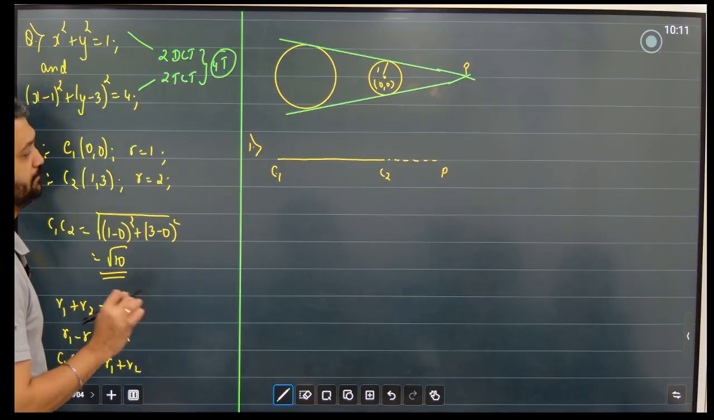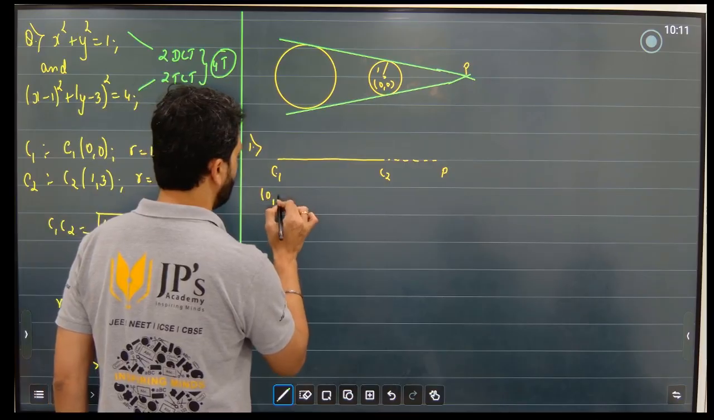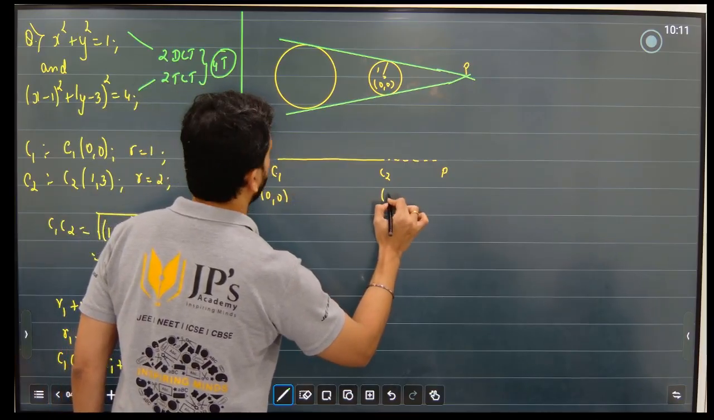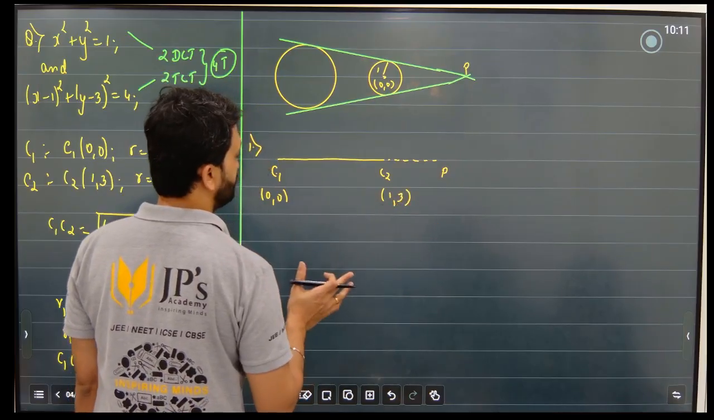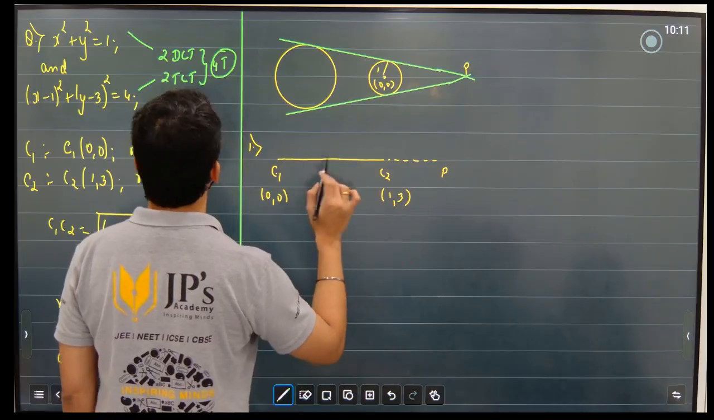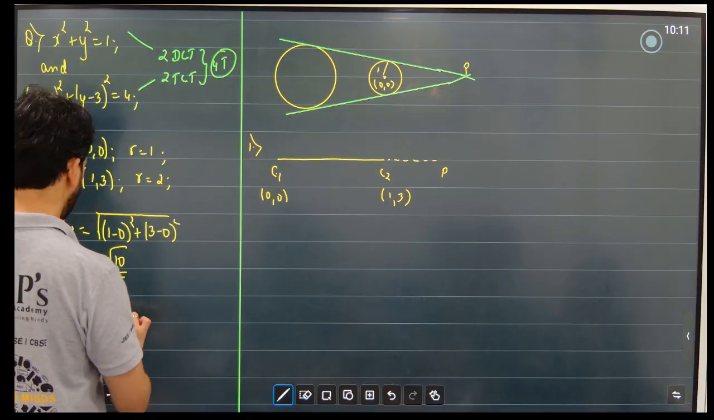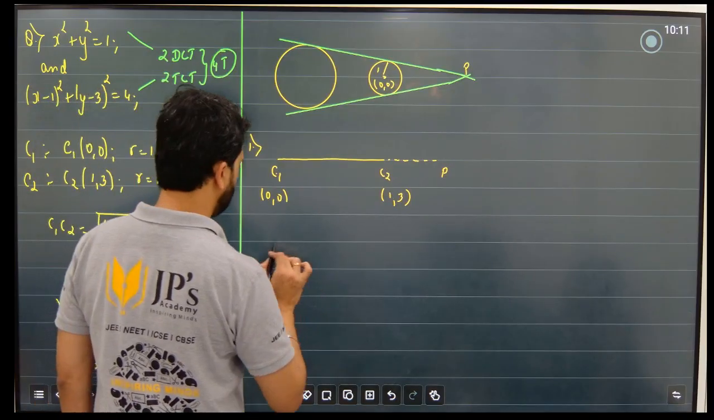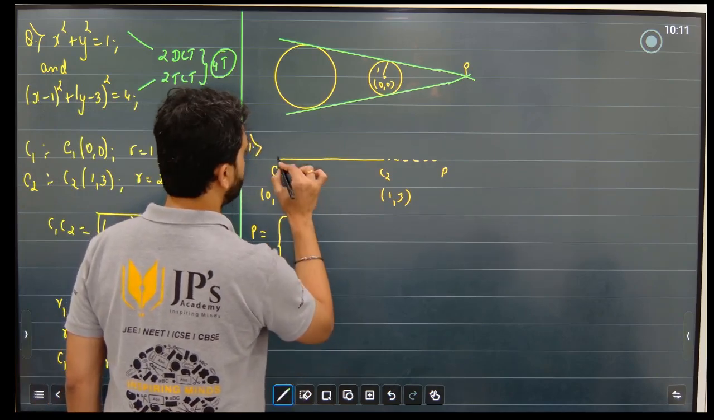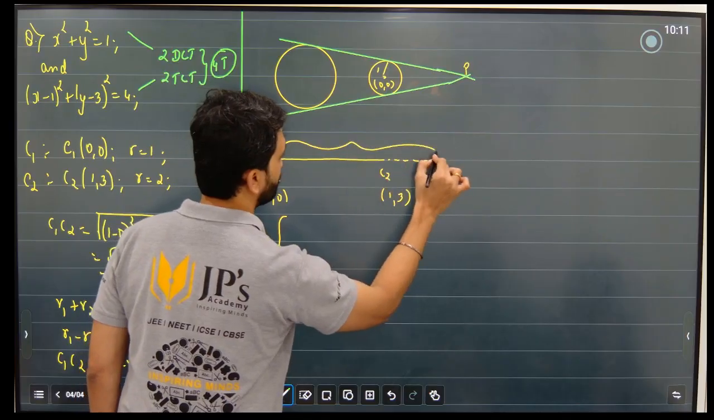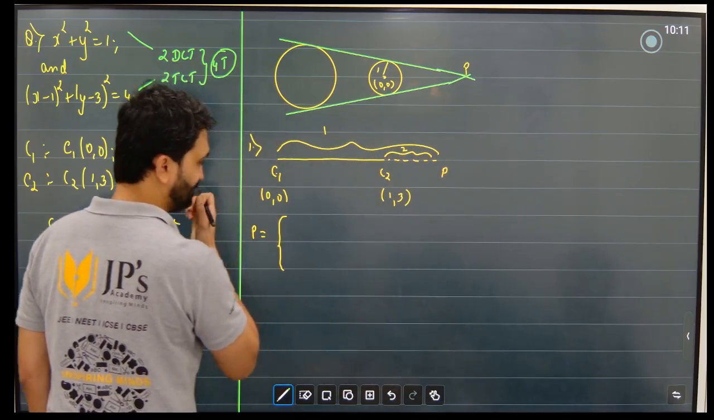ठीक है. Now P divides externally in the ratio C1 is to C2. तो इसको ले लिया हम लोग ने 0,0 और इसको ले लिया हमने 1,3 and it divides in the ratio 1 is to 2. Yes, it divides in the ratio 1 is to 2. So P ka value will become, it divides in the ratio 1 is to 2.